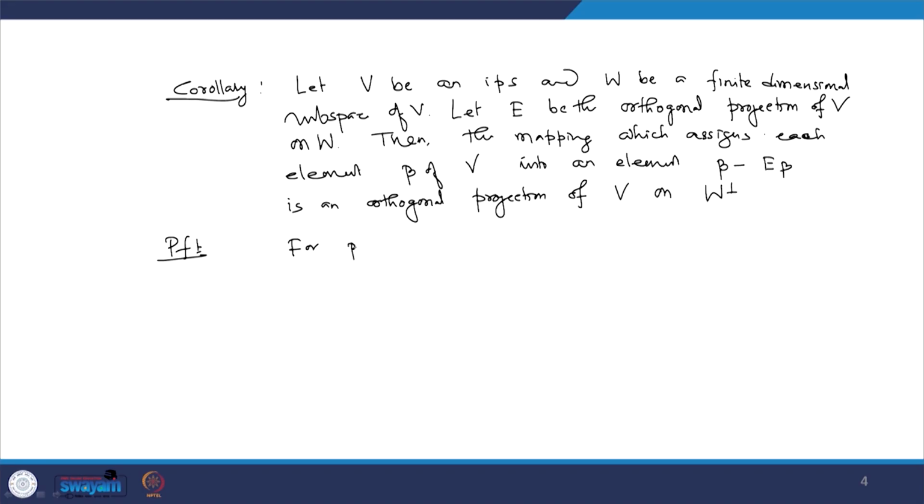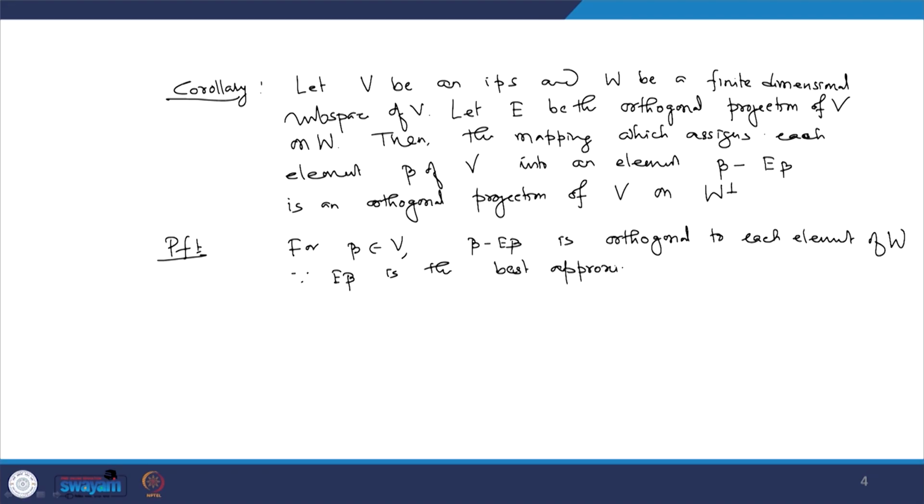For beta belongs to V, beta minus E beta is orthogonal to each element of W, since E beta is the best approximation of beta on W. So, according to the definition, beta minus E beta is orthogonal to each element of W. So, this implies beta minus E beta will be in W complement.